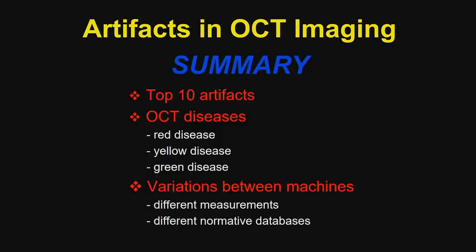So in summary, it's important to know the top 10 artifacts we can encounter in the clinic. We need to be aware of specific OCT diseases. And then lastly, it's important to know the variations between the machines, which can also create artifacts.